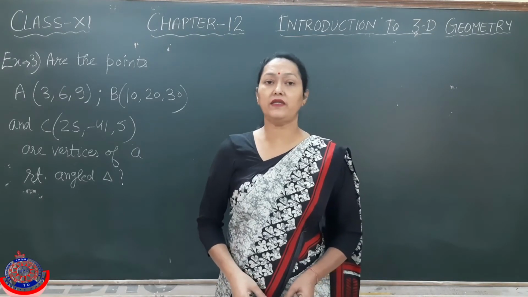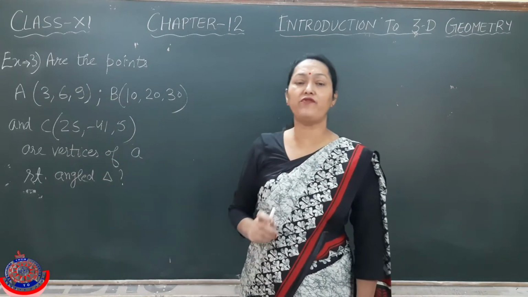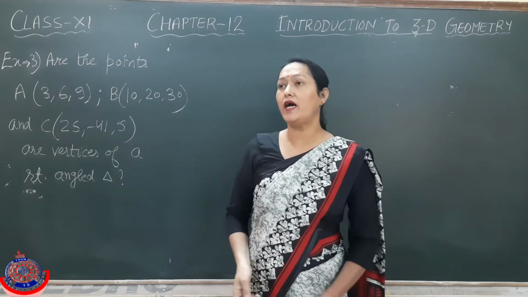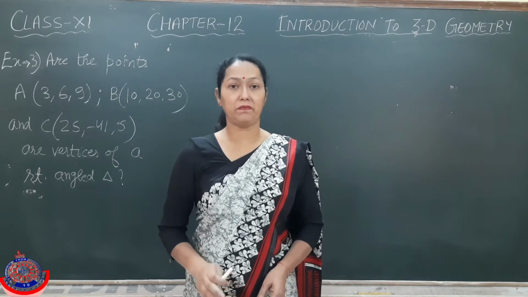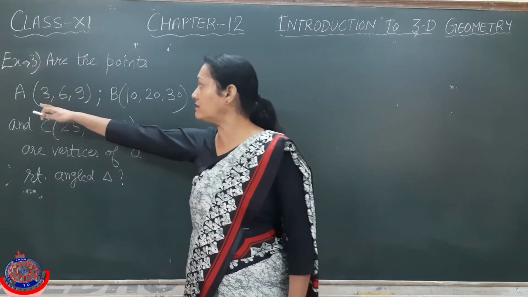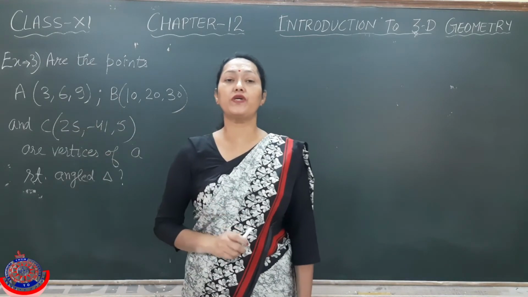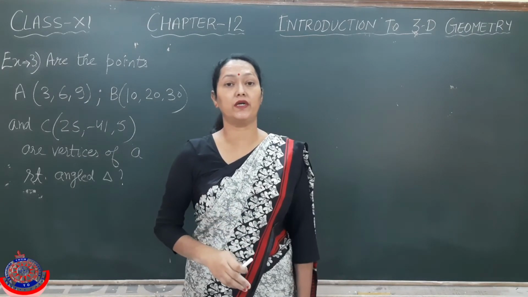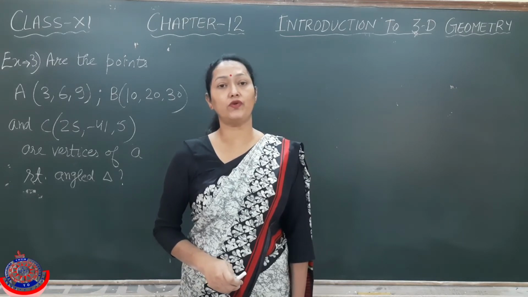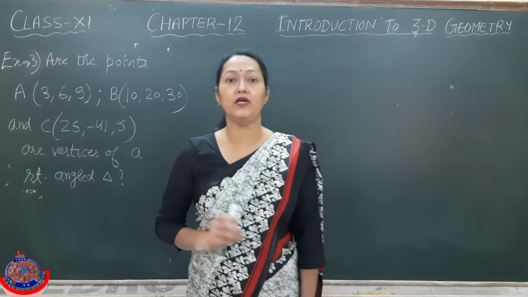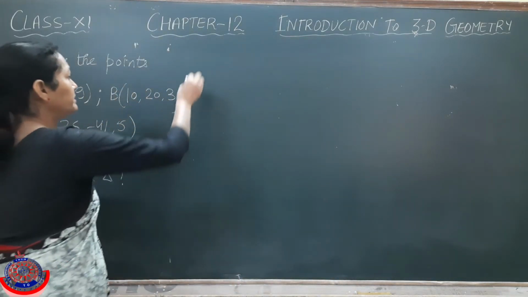In the third example, they have given us 3 points A, B and C, and they are asking whether these points can form a right angle triangle or not. As you know, for a right angle triangle we need to satisfy the Pythagoras theorem. That means if we calculate AB square, BC square and AC square, and the sum of two squares is equal to the third square, then this will be a right angle triangle, and if it is not so, then they will not be forming a right angle triangle. So let us calculate the distances AB, BC and AC and then square them.